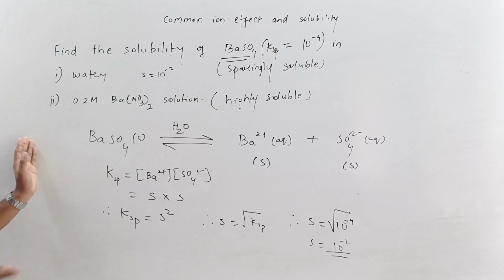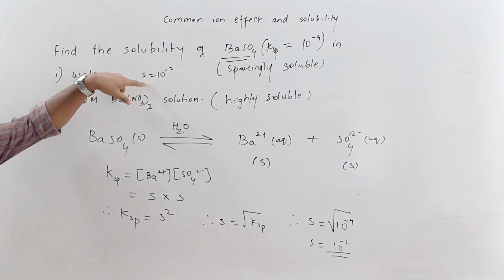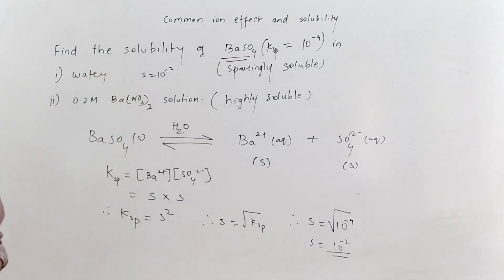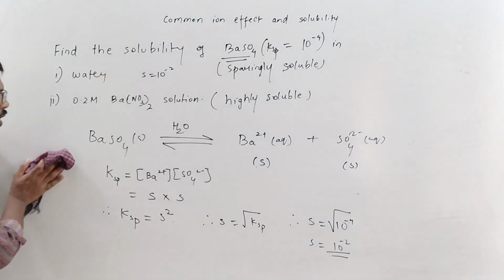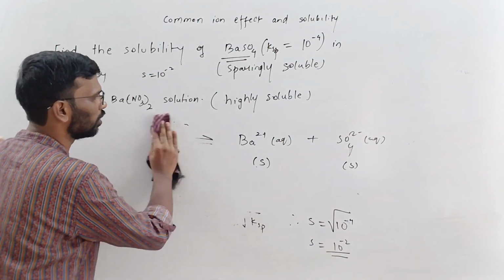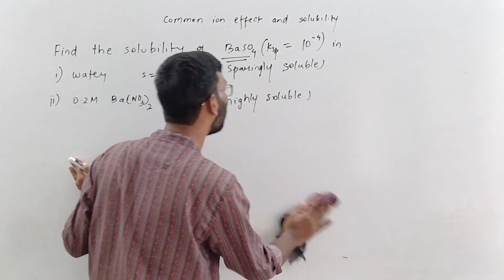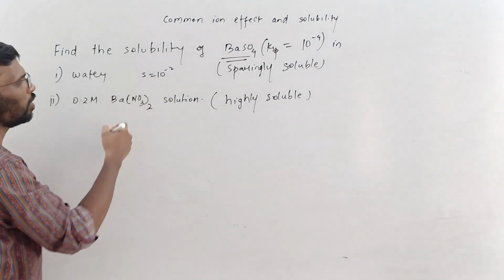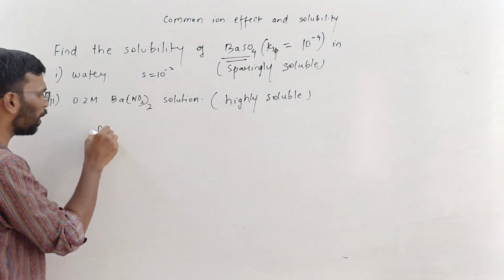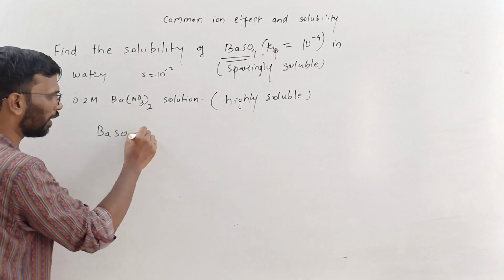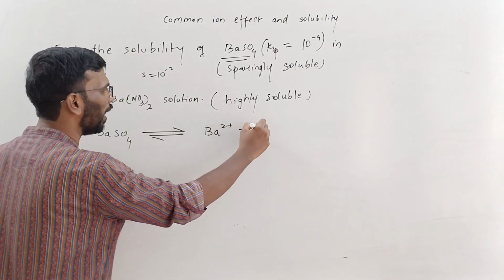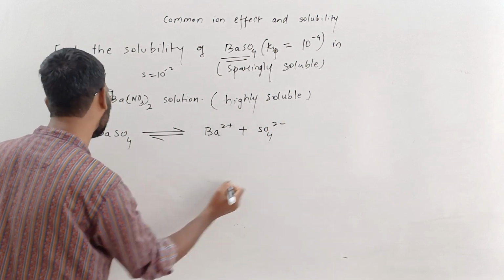You don't tell me the actual answer, just tell me will it be more than 10 raised to minus 2 or less than 10 raised to minus 2. Right? So I'll solve this. The second question is where I am adding barium nitrate. First I will write my barium sulfate equilibrium reaction. This is the equilibrium reaction, Ba2+ and SO4 2-.